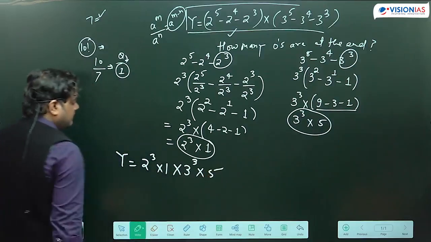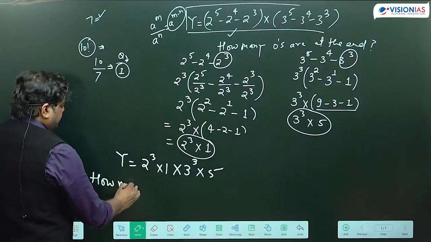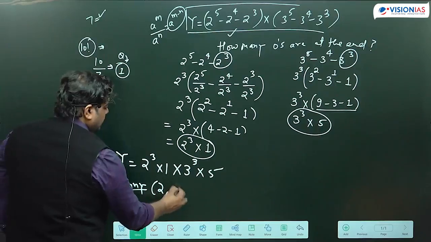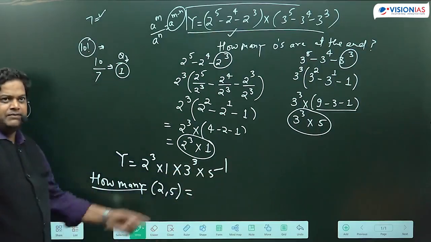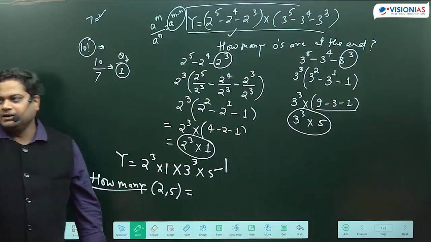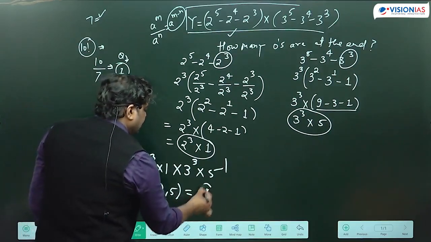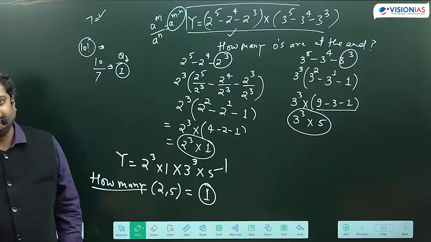into 5. So how many zeros are there at the end? How many pairs can we make of 2 and 5? From that we will get how many zeros are there. 5 is coming once and 2 is coming thrice. How many pairs can we make, only one pair. That means the answer is 1, 1 zero is at the end.